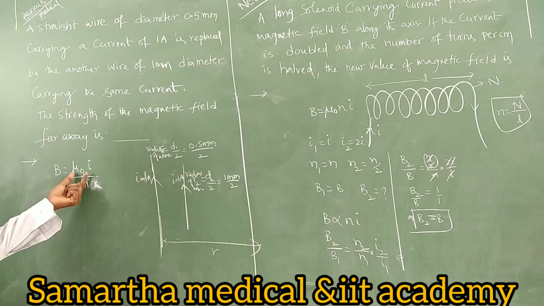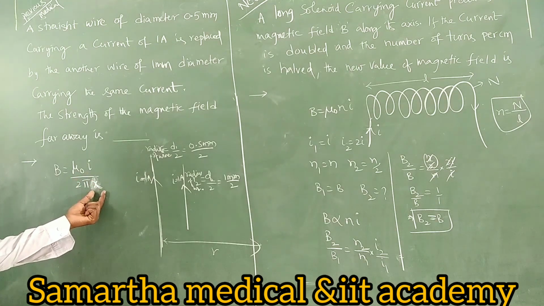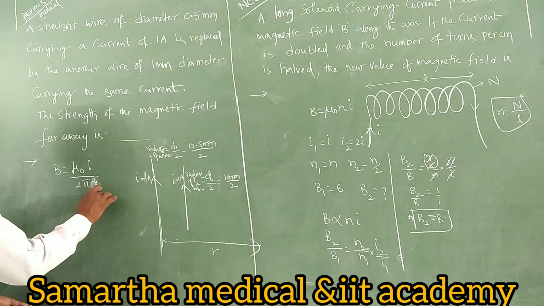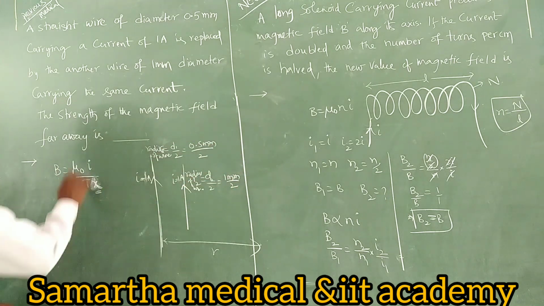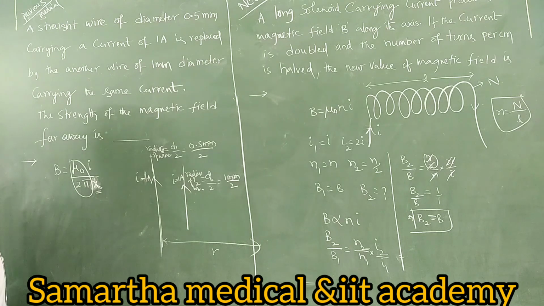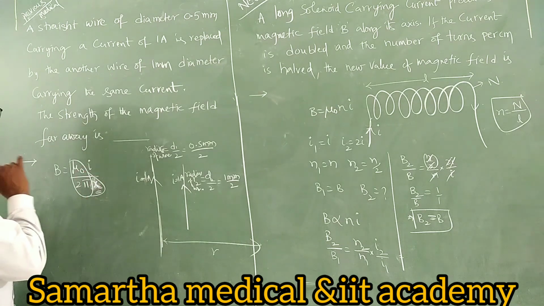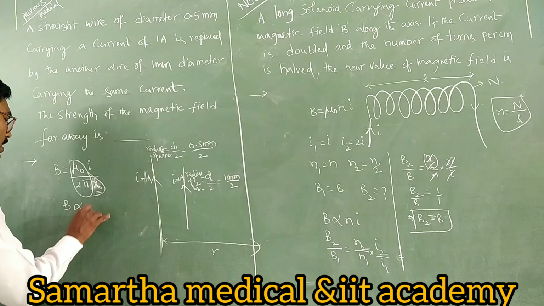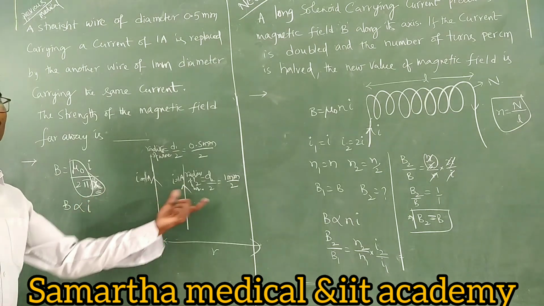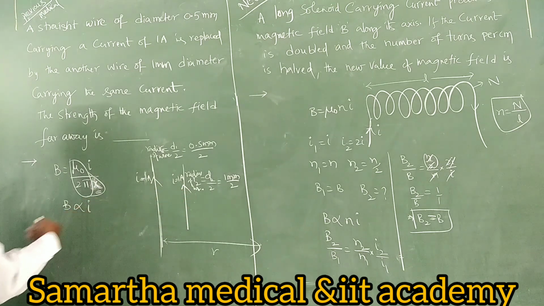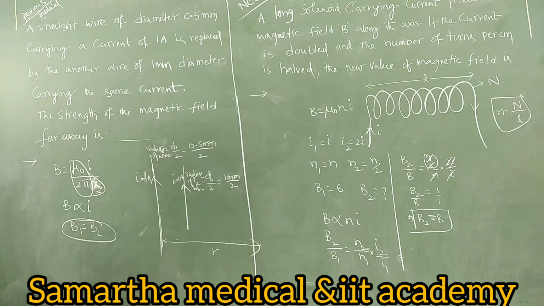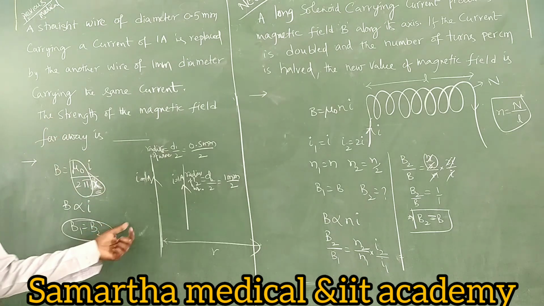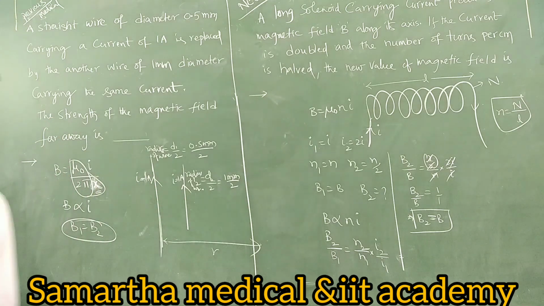B is equal to mu naught I by 2 pi x. So x is the same for both the conductors, very far away. Mu naught by 2 pi is constant. Now B is directly proportional to I. I is the same for both the conductors. So that means B1 is equal to B2. So the magnetic field produced will be the same when it is very far away. Note down.